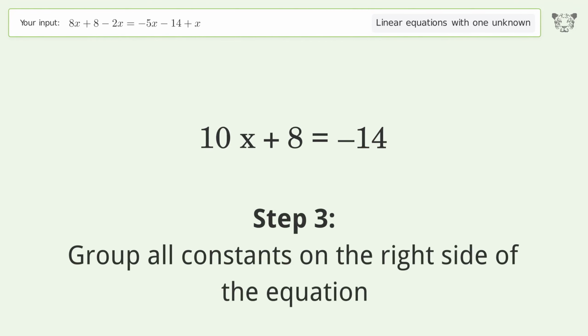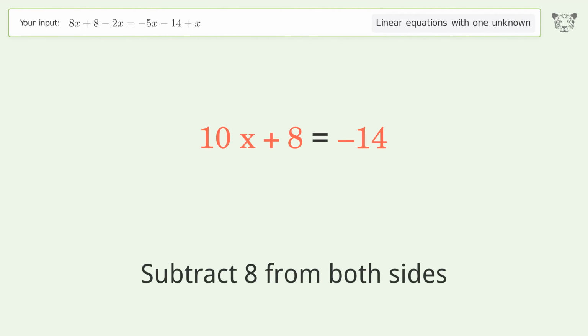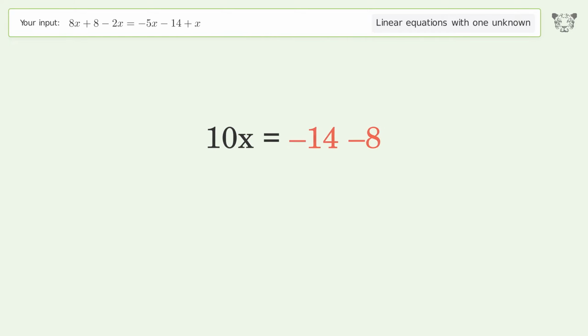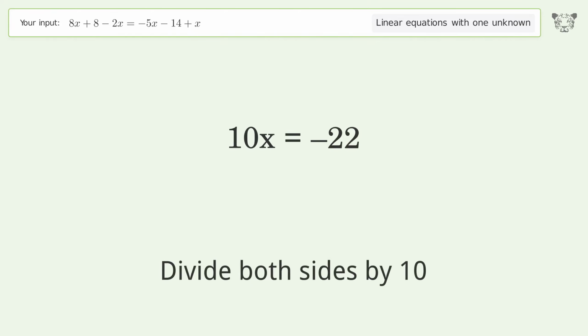Group all constants on the right side of the equation. Subtract 8 from both sides. Simplify the arithmetic. Isolate the x. Divide both sides by 10.